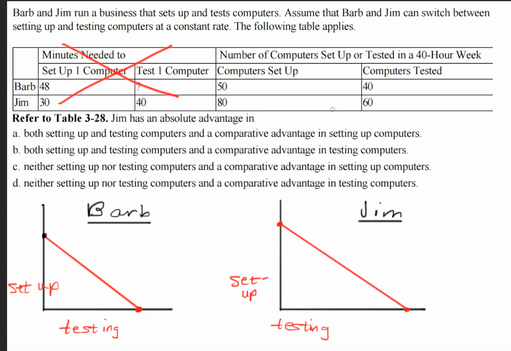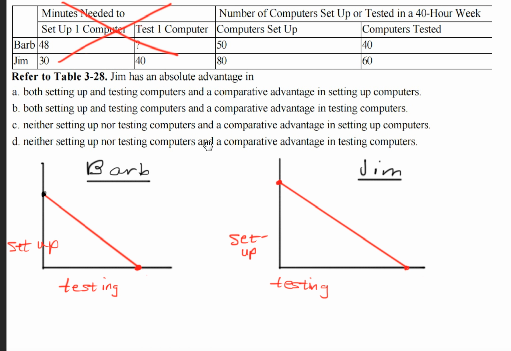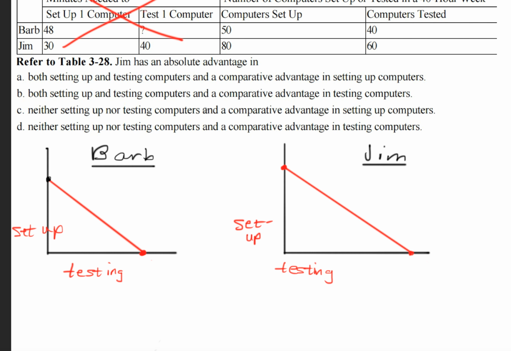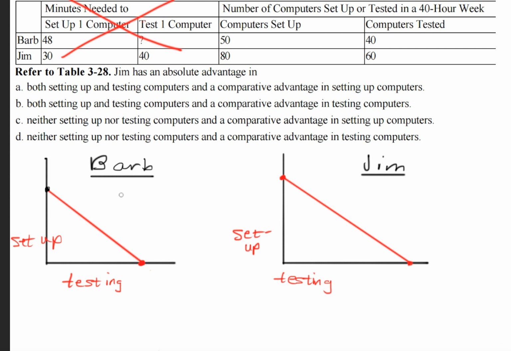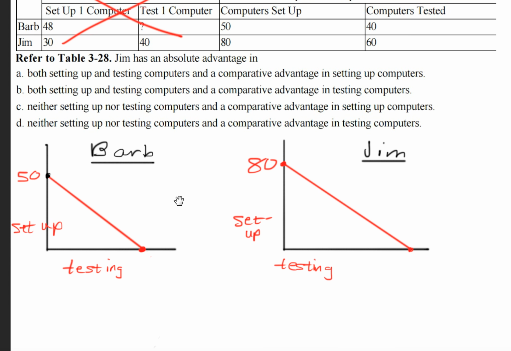To figure that out, we're going to take the numbers here and we're going to set up a production possibility frontier curve. So right here for Barb and Jim, I have the curve set up. On the y-axis will be the computers that the individual sets up. And for Barb, the max that this person can produce is 50. For Jim, it'll be 80. For Barb, the maximum computers that this person can test will be 40 units. And for Jim, it'll be 60 units.